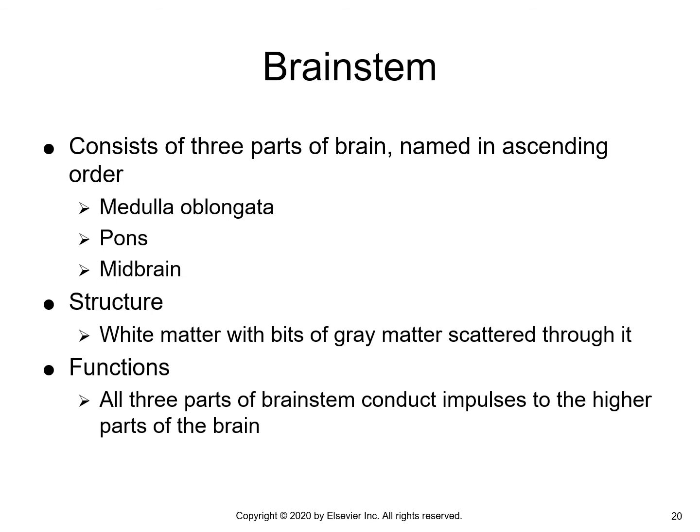Functions. All three parts of the brainstem conduct impulses to the higher parts of the brain. One of the main things that the brainstem controls is your breathing. If the brainstem herniates, that is probably a 100% mortality situation for an individual.